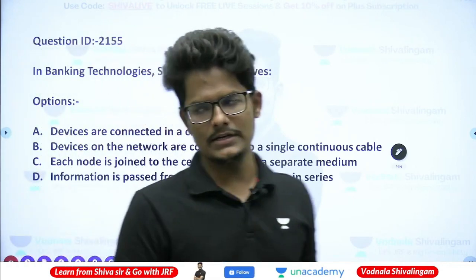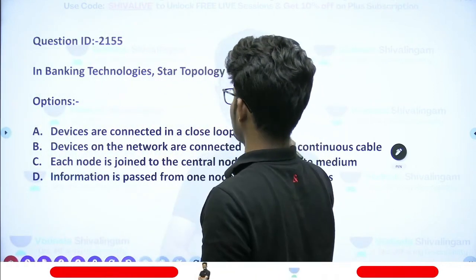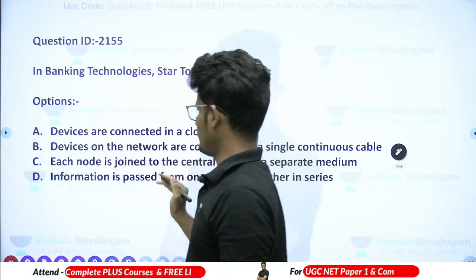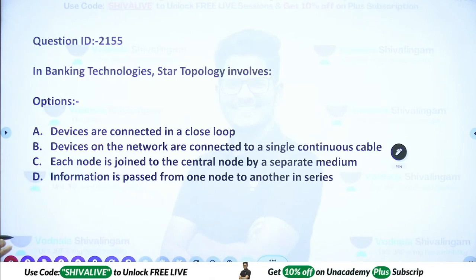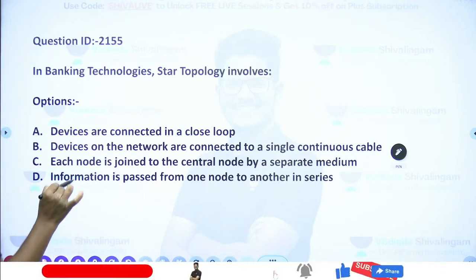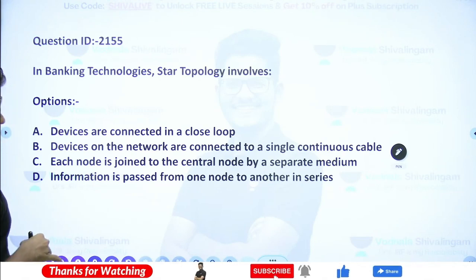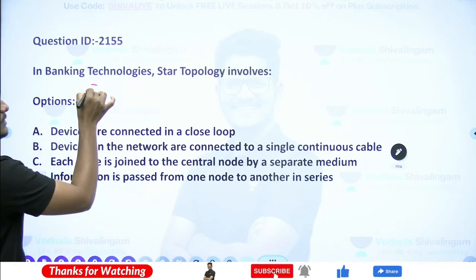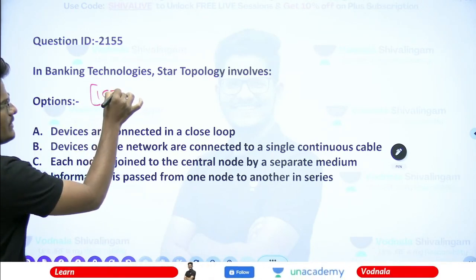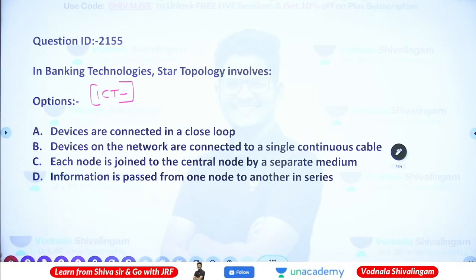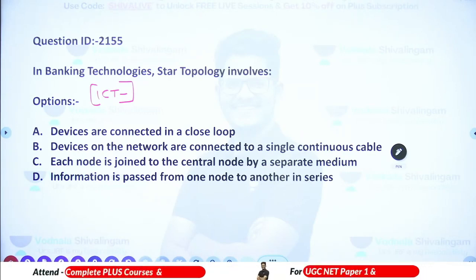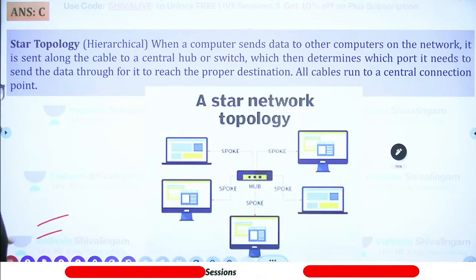What is the answer for this question? Banking technology: star topology involves devices connected in a closed loop, and devices on the network connected to a single continuous cable. Each node is joined to a central node by a separate medium. Information is passed from one node to another in series. This we have discussed very clearly in ICT. Types of topologies: bus, ring, star, mesh. So C is the correct answer.